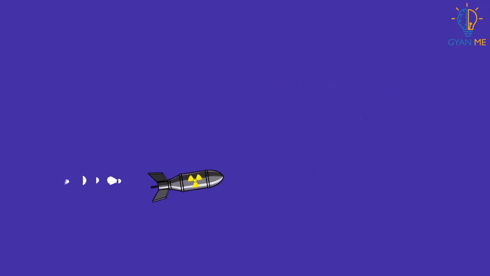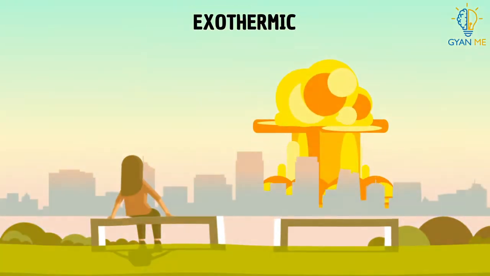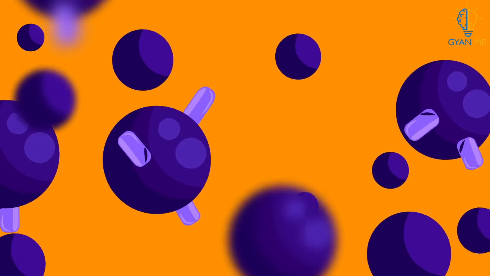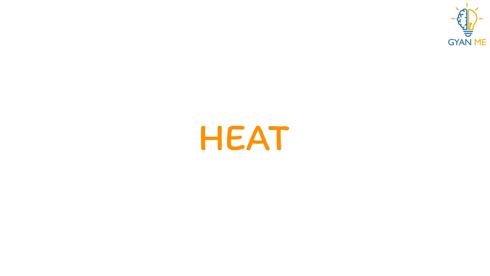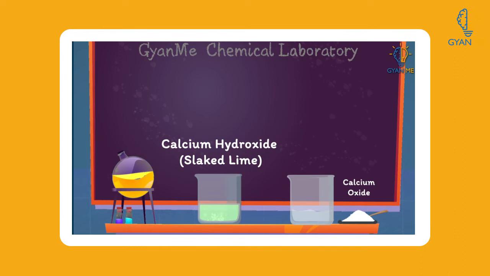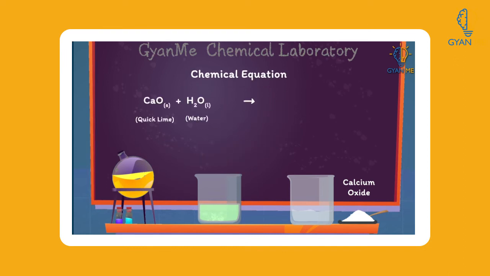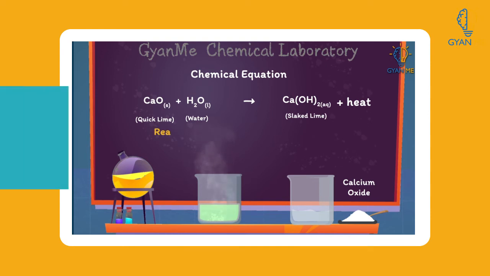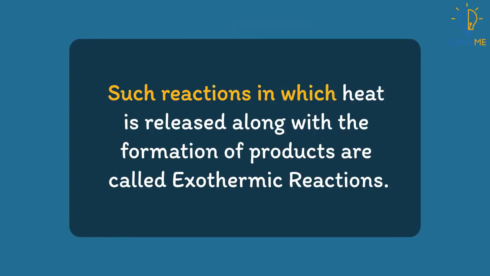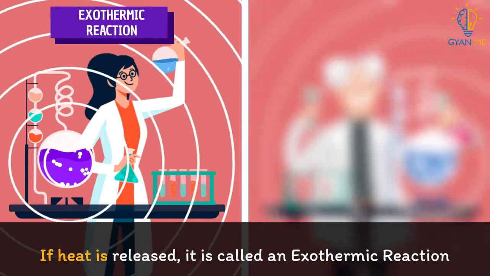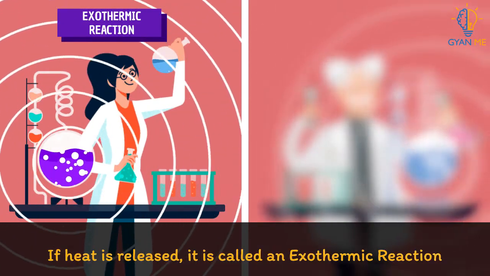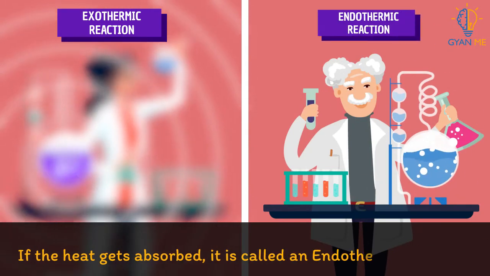As you know, most of the combination reactions are exothermic in nature because they involve the formation of new bonds, which releases a huge amount of energy in the form of heat. Let's see an example. Let's recall the activity where calcium oxide reacted with water. You observe that heat was released, which made the beaker warm. Such reactions in which heat is released along with the formation of products are called exothermic reactions. We will see in due course that during various experiments, either the heat is released or absorbed. If heat is released, it is an exothermic reaction, and if the heat gets absorbed, it is an endothermic reaction.